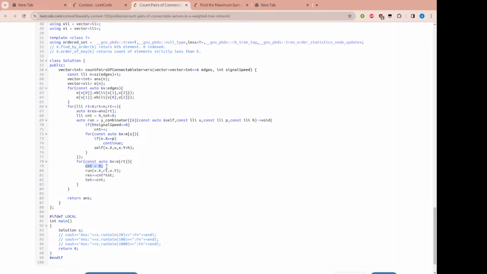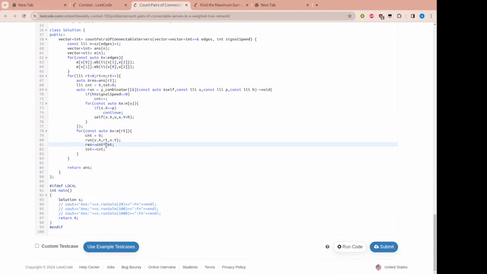I will also run a dry run with one example. When I am running DFS, if the height is divisible by signal speed, increase the count. Otherwise, iterate over all the neighbors, not going back to the parent, and run the DFS again, where the height plus the current edge length is the new height for all the children.